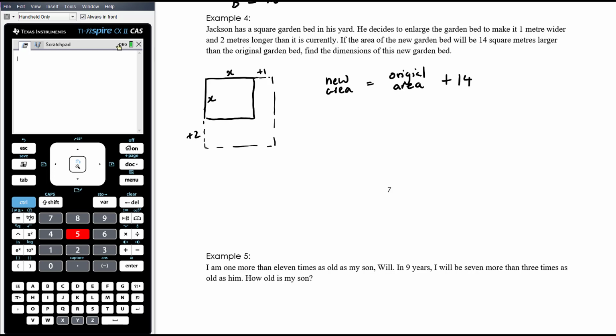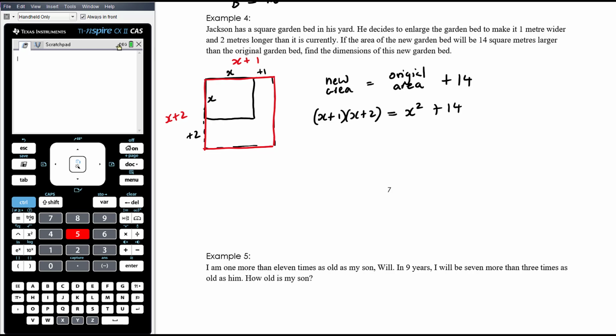Okay, so let's think about these things. The new garden bed is this red one, and it has dimensions x plus 2, and x plus 1. So the new area is x plus 1 times x plus 2. The original area was just x times x, that's x squared. So there's our equation. Now we focus on solving it.